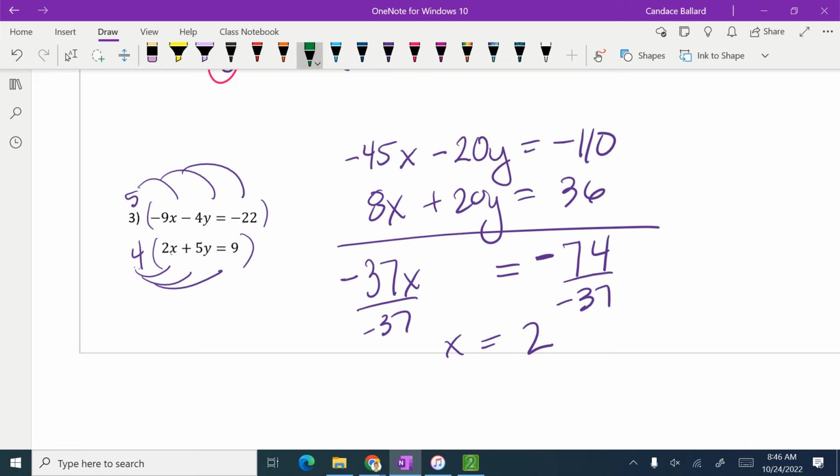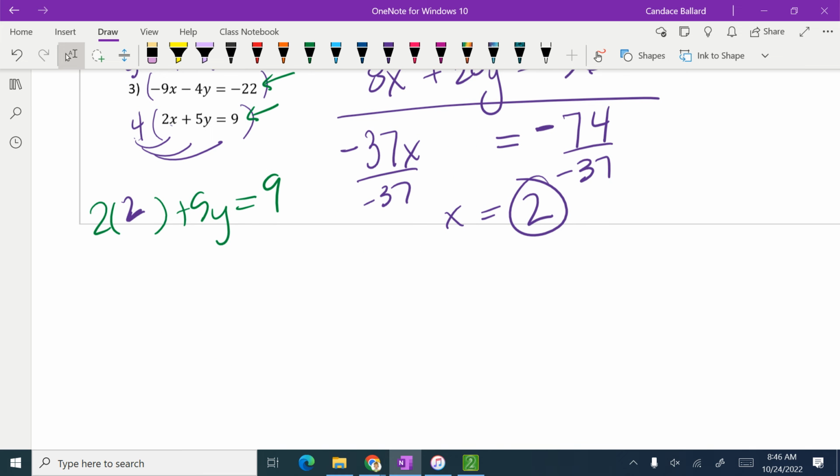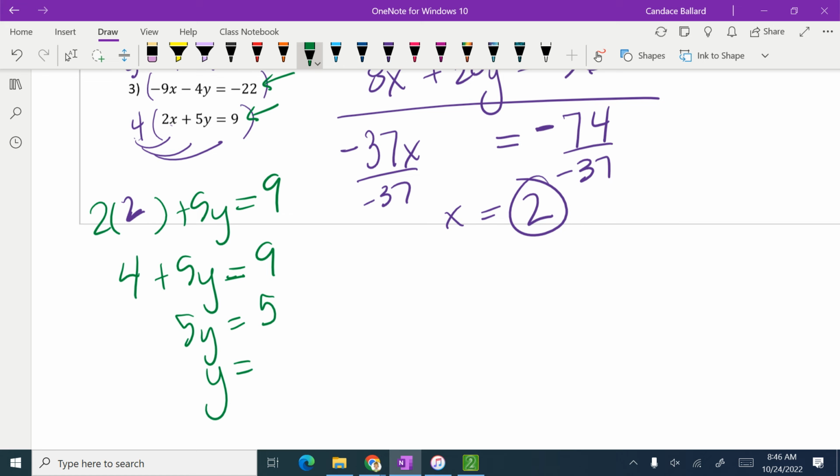All right. I'm going to come back here to one of these two. You guys want to go into the first one or the second one? Second one looks good. Okay, so I'm going to do 2 parentheses plus 5y equals 9. And I'm going to put this 2 inside those parentheses. All right, what's 2 times 2? 4 plus 5y equals 9. What am I going to do to move this 4 to the other side? Good. So 9 minus 4 is 5. Divide by 5, you get 1, and then your answer 2, 1. Okay? These should not be that bad.